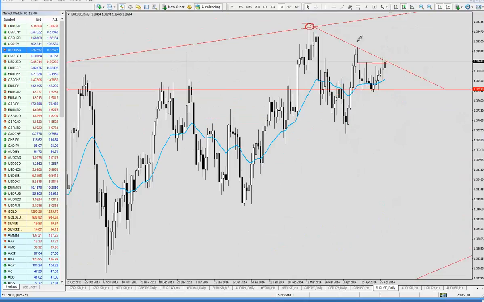We do have a trend line. We made a pullback yesterday. We are still above 20. Looks like we want to go to the upside. Let's see what's going to happen with the German CPI.